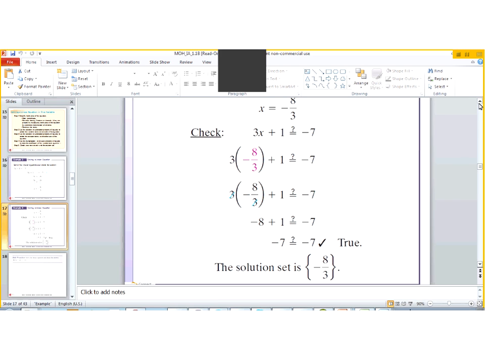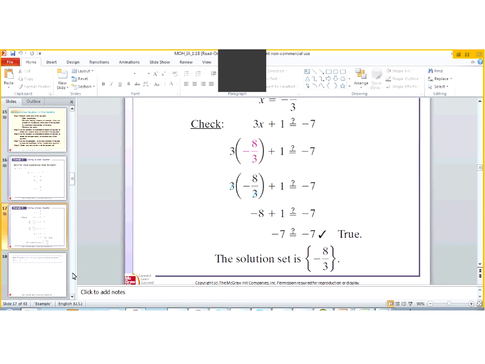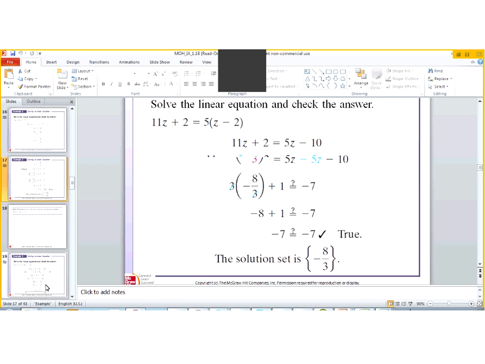We can always check our answers to see if that indeed is a solution. You substitute for x, minus 8 over 3, and see if it's true. So in this case, it's true. That's how you solve simple linear equations.